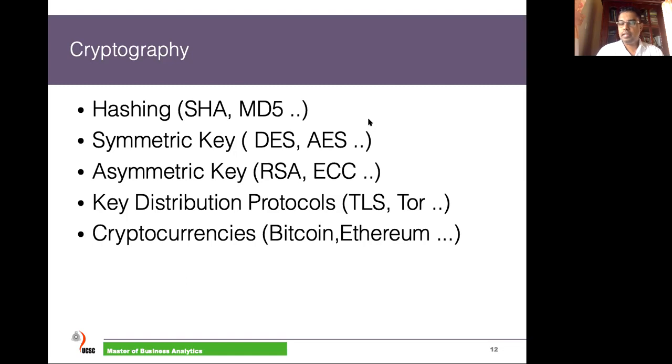Asymmetric key algorithms, RSA, elliptical, and move on to the cryptocurrencies and intelligence gathering on cryptocurrencies. You should learn, know about those. So we will teach. And key distribution protocols, TLS, and Tor networks, how they work, you have to know. Otherwise, you blindly depend on a tool. If that tool gets obsolete in a few months, you are helpless. If you know how it works, if one tool gets obsolete, at least you can write your own tool.